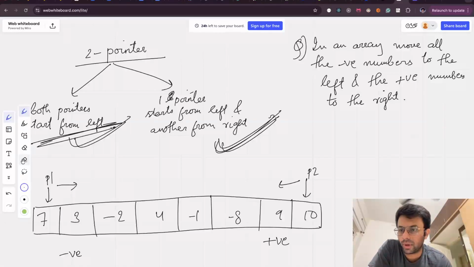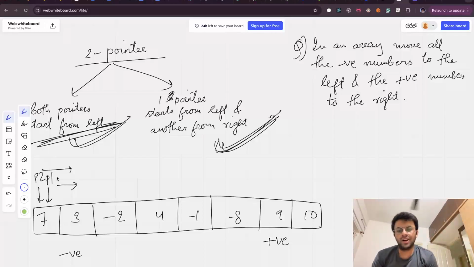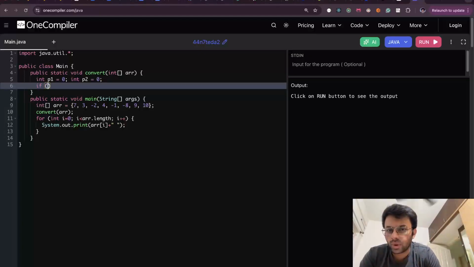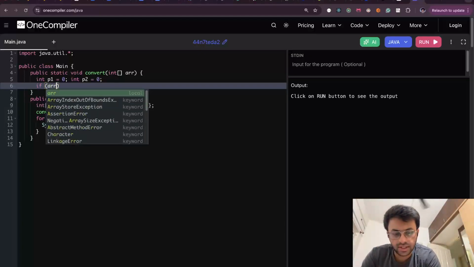So both my pointers, P1 and P2 as well, will be starting from here, and both will be moving to the right. Okay, so let us solve this. Our logic will exactly be the same. In that question on day 10 also, we had 4 cases. What were the 4 cases?